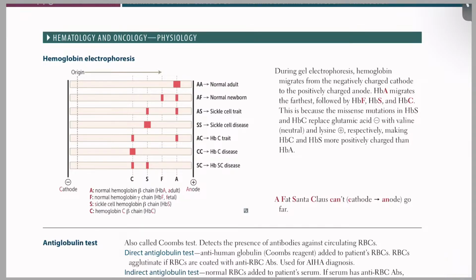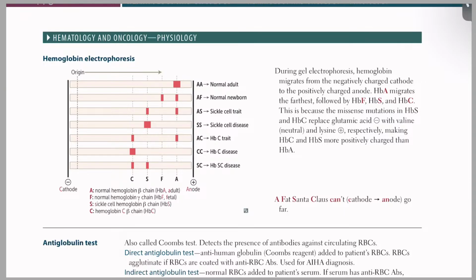Hematology and oncology, physiology section. Hemoglobin electrophoresis. During gel electrophoresis, hemoglobin migrates from negatively charged cathode to positively charged anode.